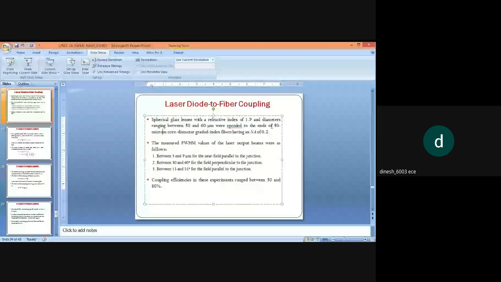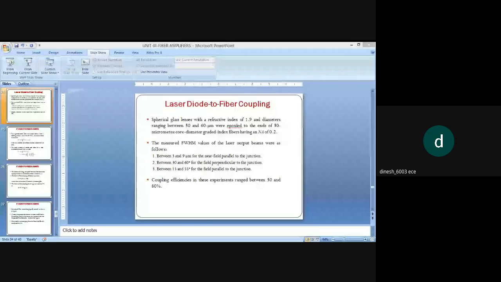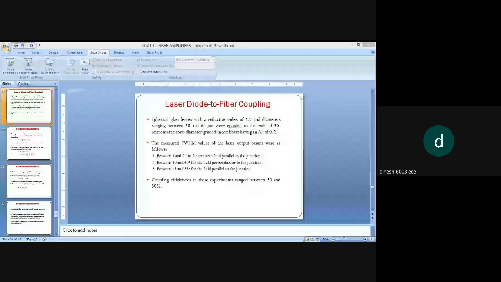So the measured width of the laser output beam would be between micrometer for near field, which is parallel to the junction, degree and 60 degree for the field perpendicular to the junction, 55 degree for the field parallel to the junction. This gives a coupling efficiency between 50 to 80 percent.